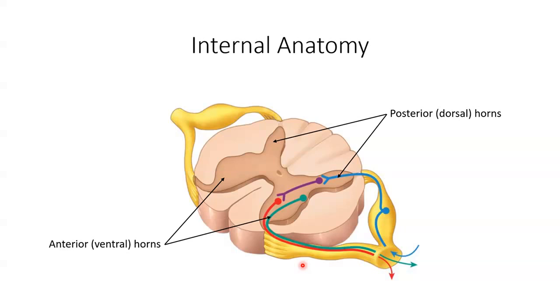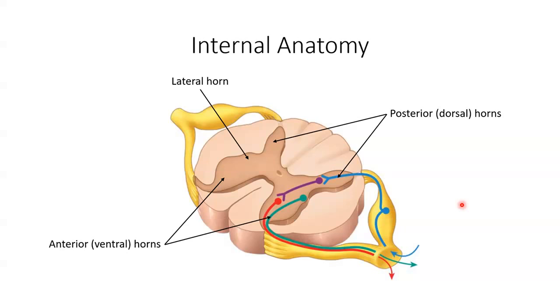Between the posterior and the anterior grey horns are our lateral grey horns. These are found on both sides of the spinal cord, but it was just easier to point it out on one side here. The lateral grey horns are present only in the thoracic or the rib region and the upper lumbar or the lower back segments of the spinal cord.